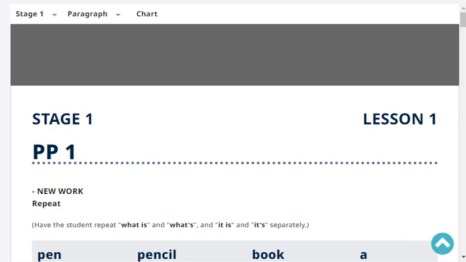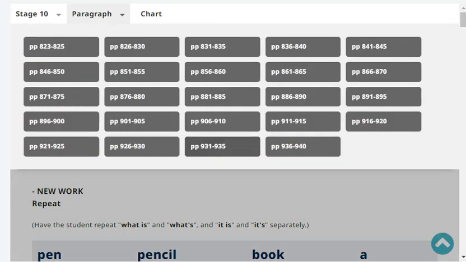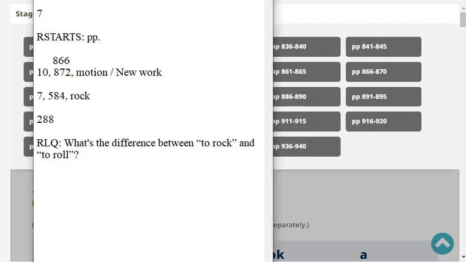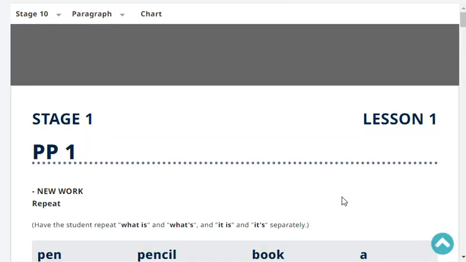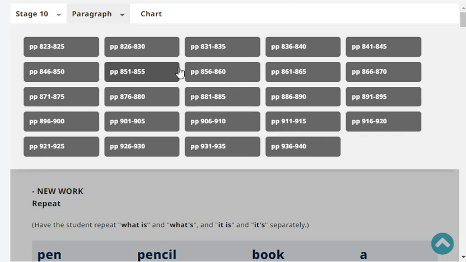We are at stage 10. That's correct. Paragraph page 872. Stage 10. Excuse me. I'll reconnect. Okay, go ahead.